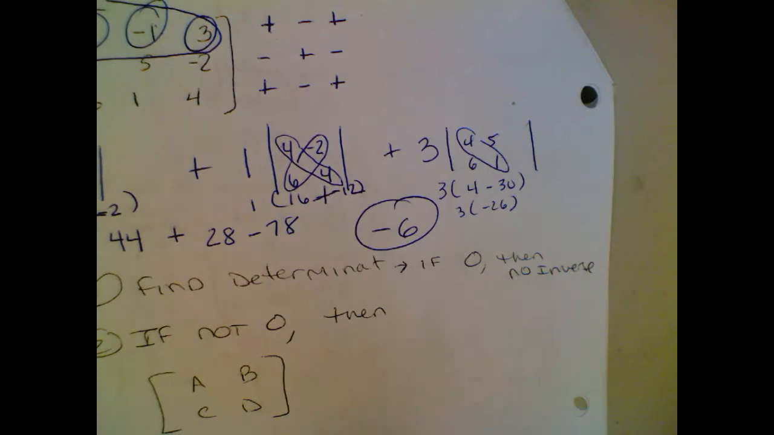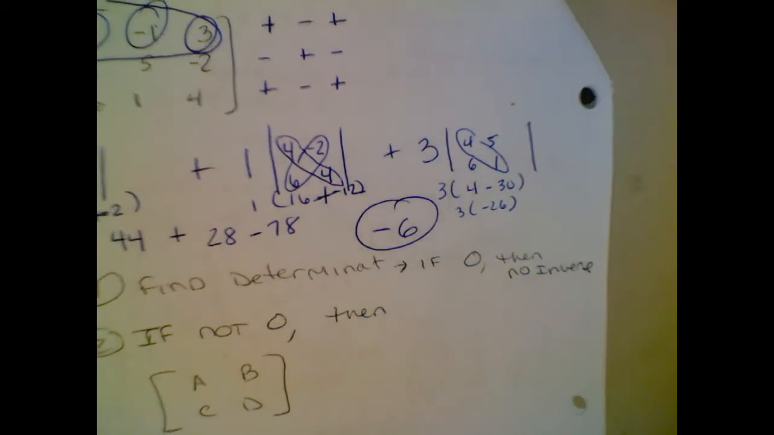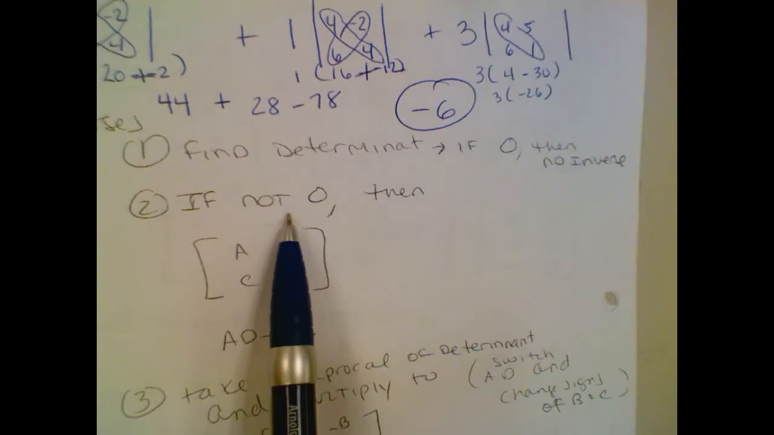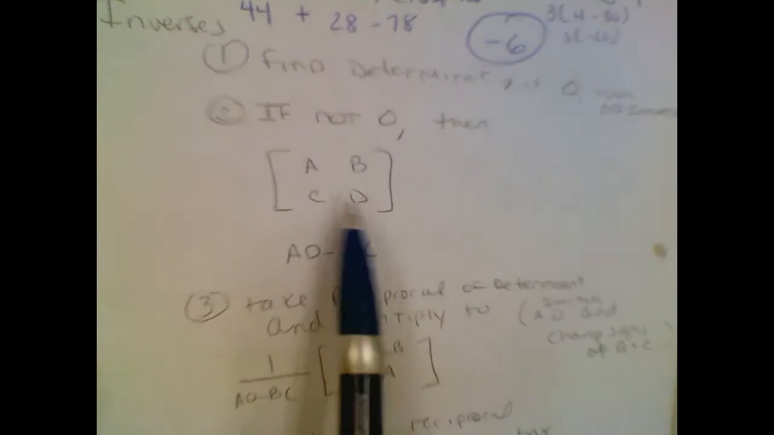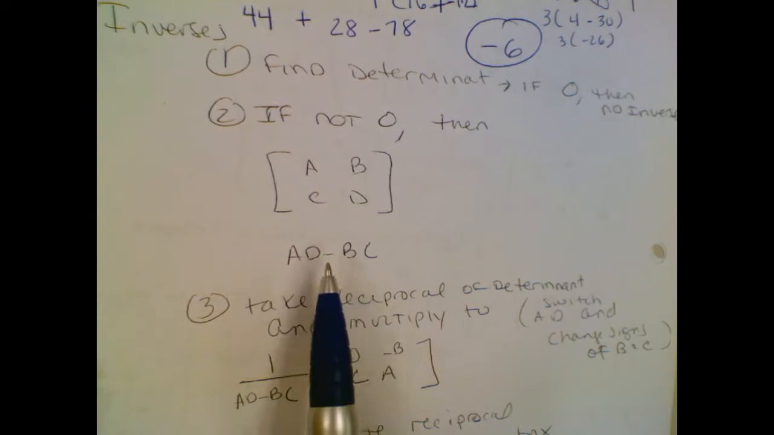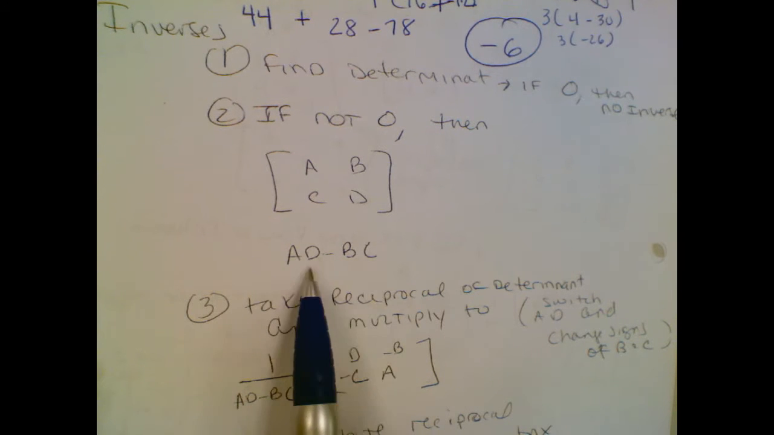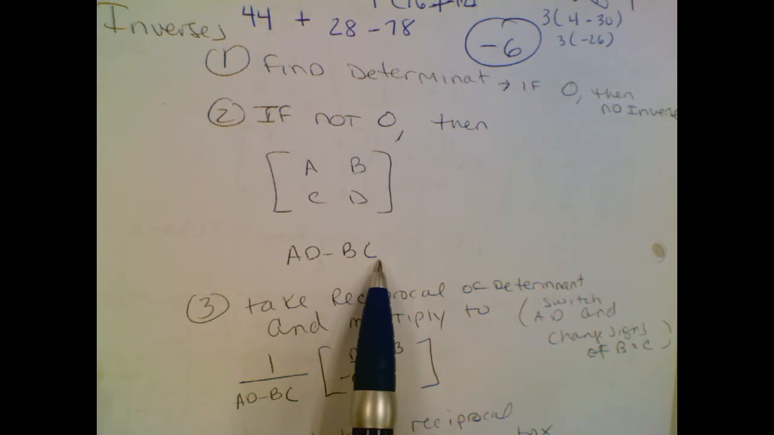So if you get a determinant or a value of 0 for your 2 by 2, you don't have to do any work for the inverse. You're done. You just have to say no inverse exists. Okay? So if it's not 0, then you have to do this. So if you get a 2 by 2, you would cross multiply, do AD minus BC. Now that's going to be a single number, right?